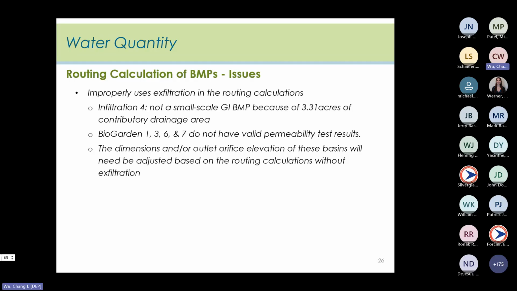Biogarden 1, 3, 6, and 7 do not have a valid permeability rate test, so they cannot use exfiltration in the routing. But they did, so the calculation would be wrong. So they have to adjust their design as the routing calculation without exfiltration.